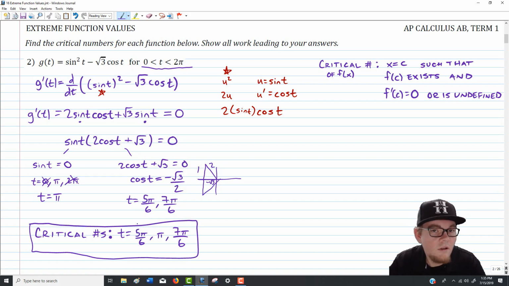So remember, these aren't necessarily maxes or mins, but they are potential maxima and minima, potential extrema. So there it is. Again, derivative equal to 0 or undefined. Solve the equation, find your critical numbers.